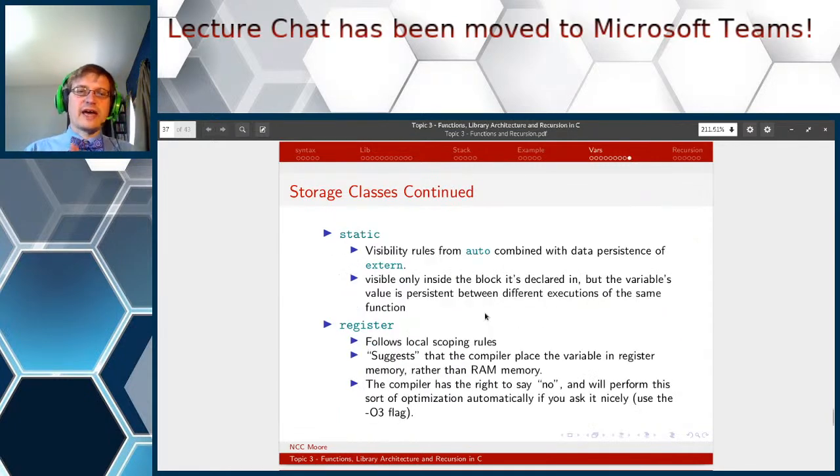Now, the trick with that is that the compiler does have the right to say no. You should think of designating a variable as a register variable as a suggestion to the compiler rather than a command. If the compiler simply does not have those registers to allocate to you, then that's the situation you deal with.